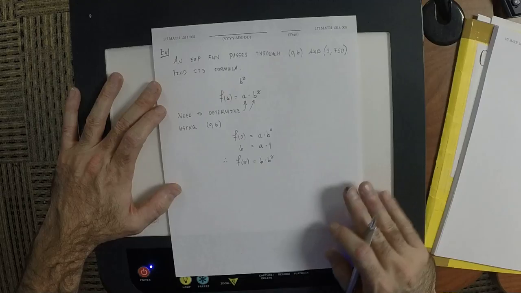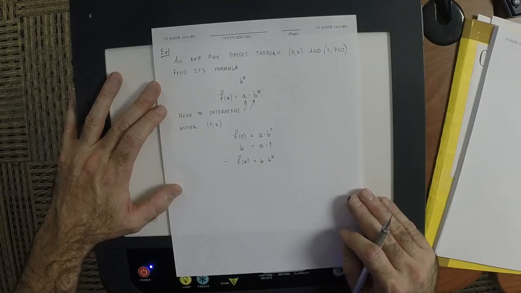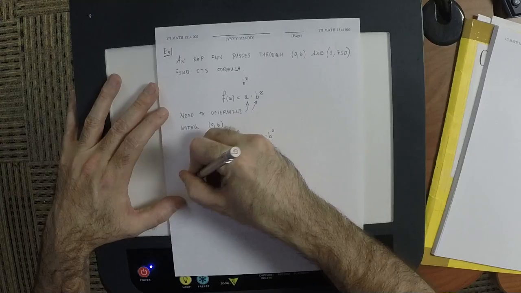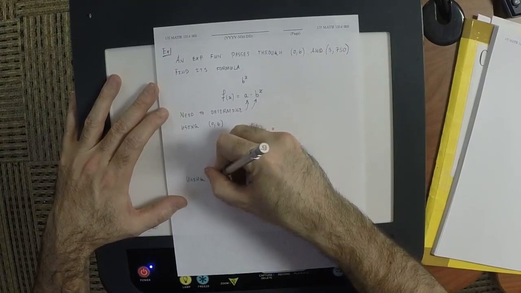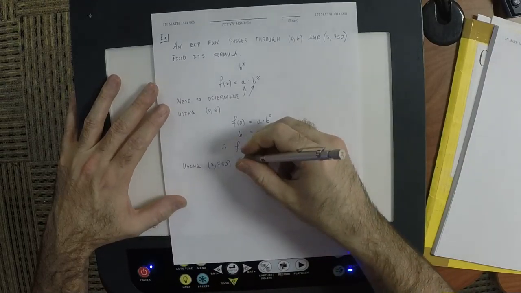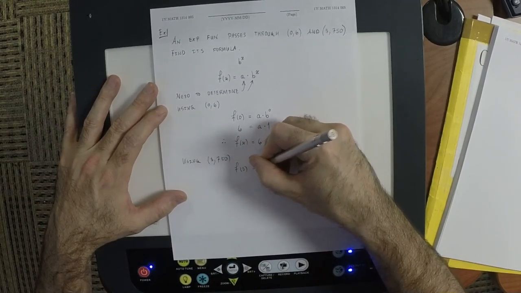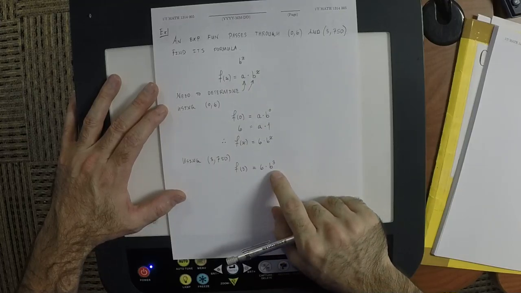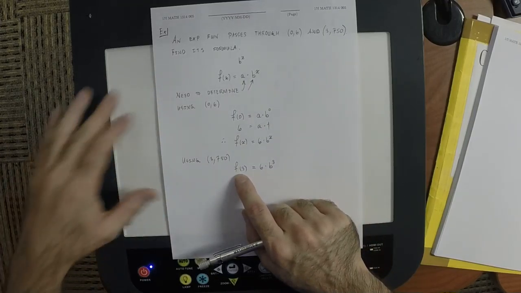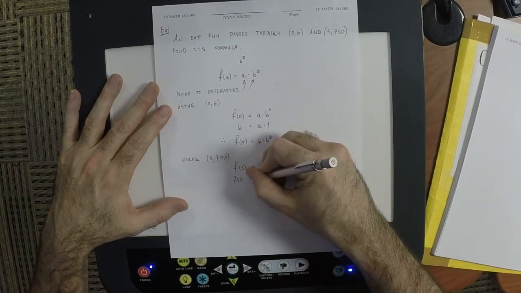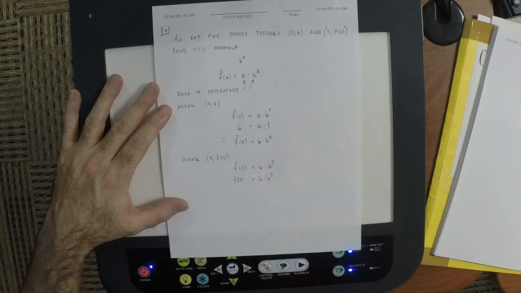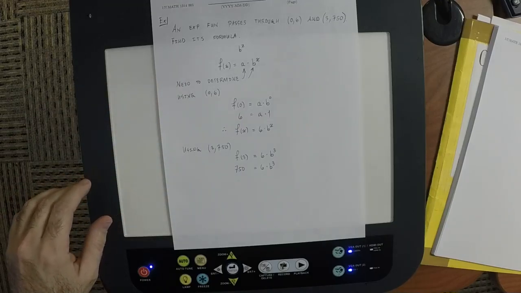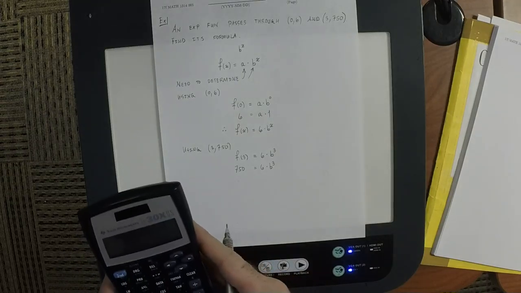Therefore, f of x must be 6 multiplied by some b to x. We don't know b yet, but we did just discover the value of a. So how can we figure out the value of b? Let's try the other one. Using (3, 750), f of 3 would be 6 multiplied by b to exponent 3. On the other hand, f of 3 is supposed to be 750, so we have 750 is 6 multiplied by b to 3, and now how do we solve for b?